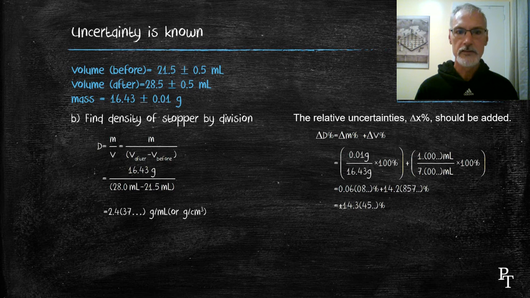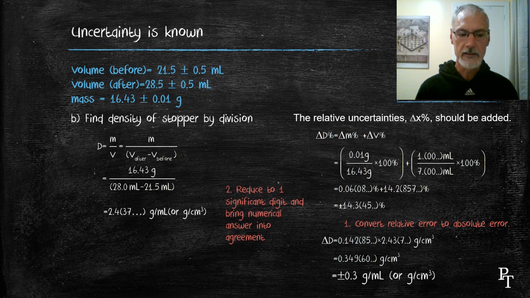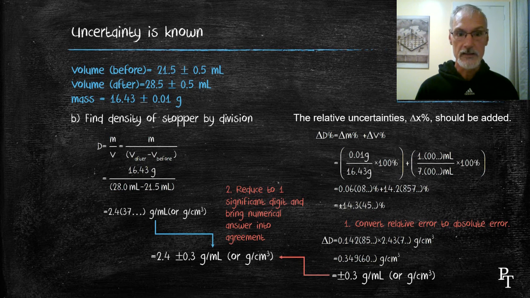I'm going to convert that to an absolute error by multiplying 14% times my answer, indicating 0.349 and so forth grams per centimeter cubed. That is now my absolute error. As before, I want to reduce that to one significant digit, so it becomes 0.3 grams per milliliter. And now I want to bring it into agreement with my numerical answer. My error has one decimal place, so as a result, so must my density have one decimal place. So I'm going to round that off to 2.4.